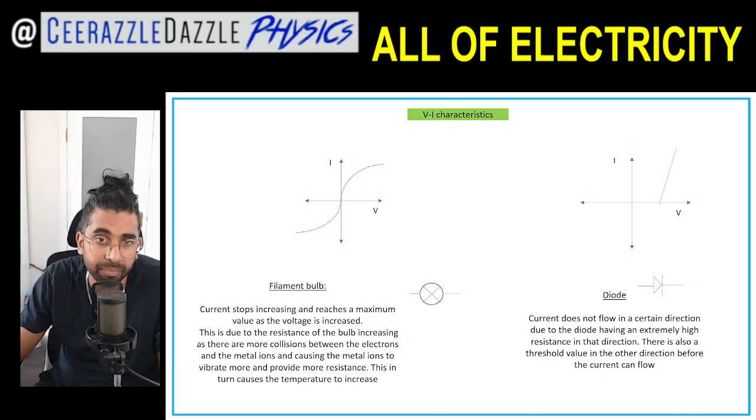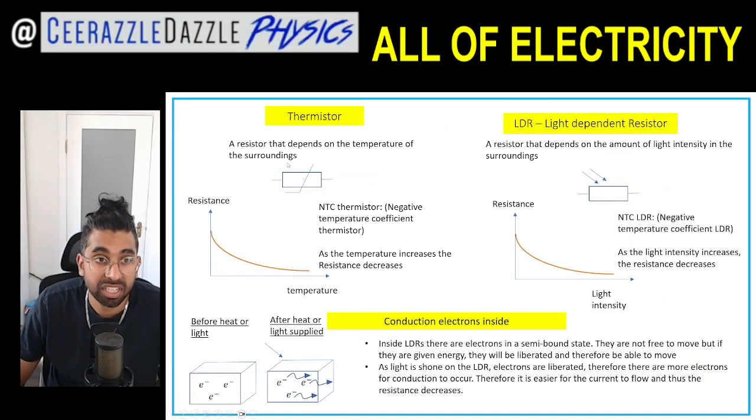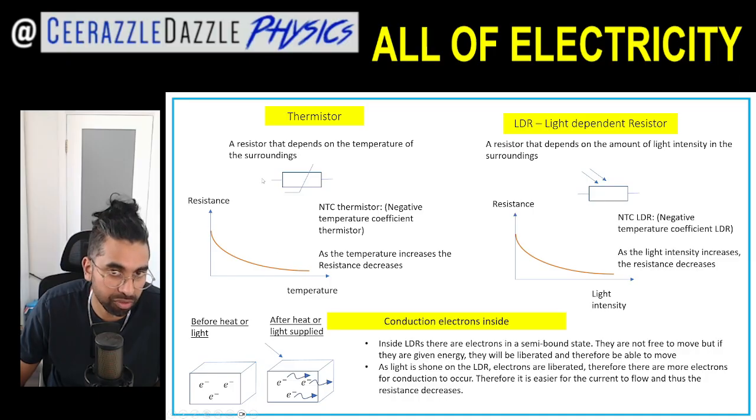Thermistor. A resistor that depends upon the temperature of the surroundings. This over here is a symbol for a thermistor, and as you can see, this is an NTC thermistor, a negative temperature coefficient thermistor. As the temperature increases, the resistance drops down. Make sure that you're familiar with this.